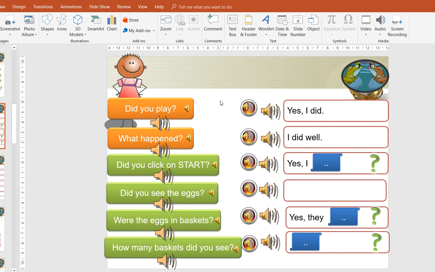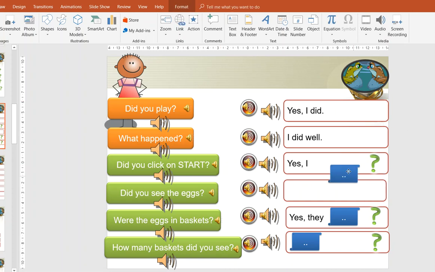Here the child was learning how to summarize a game he or she was playing, and to do so in a complex way, because sentences were like, were the eggs in baskets? Yes, they were. Mind you, I was complying with someone else's requirements here. They wanted prepositional phrases like in baskets and into the baskets. I put them all here.